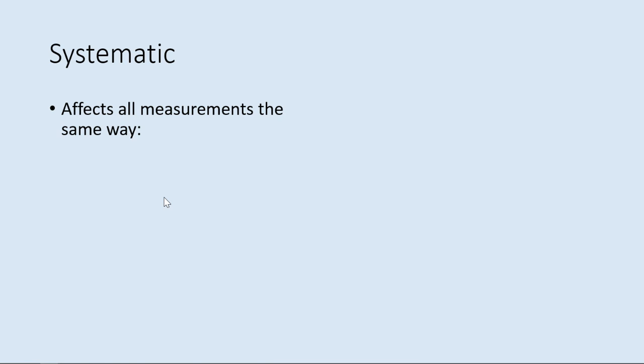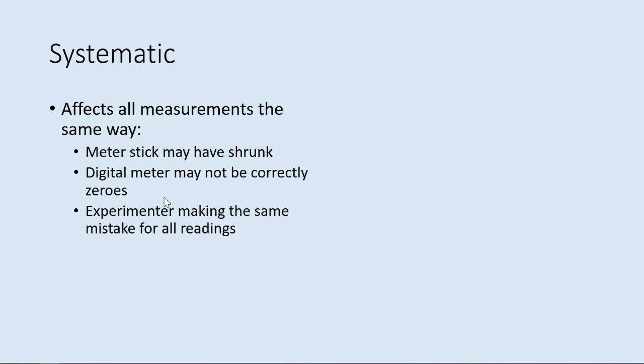The next type of uncertainty we get is from what we call systematic uncertainties. These are uncertainties that will affect all measurements taken during the experiment in the same way. What we mean by that is that a meter stick may have shrunk, so all the different values have shrunk by the same amount. Your digital meter might not be correctly zeroed.